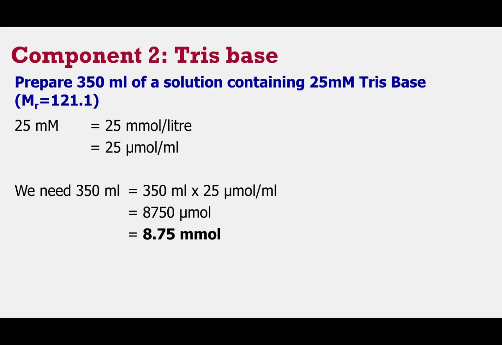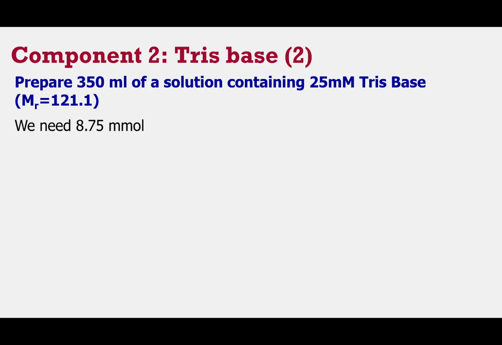Now that's not actually the end of that particular section of the calculation. We need to now work out what that's going to be in terms of mass. So if we need 8.75 millimoles, we need to know straight away that 1 mole is 121.1 grams. We get that from the relative molecular mass. And so therefore it follows that 1 millimole would be 121.1 milligrams.